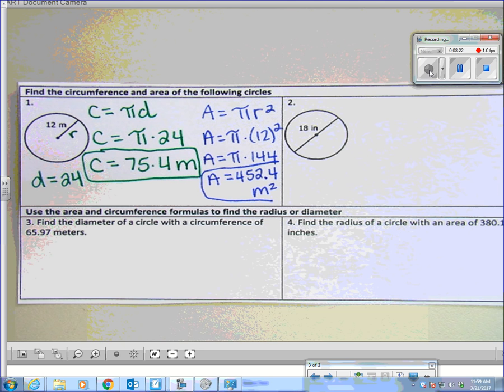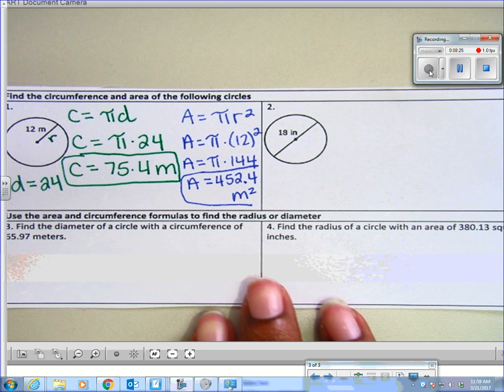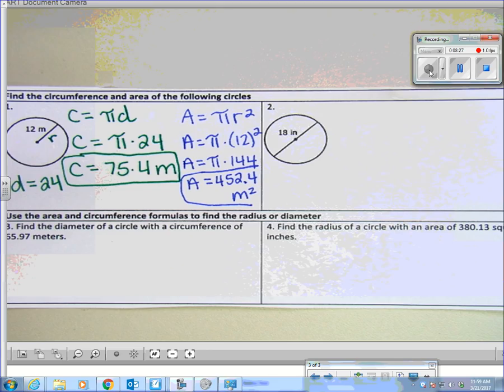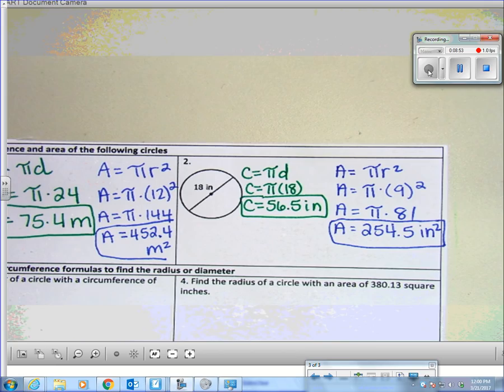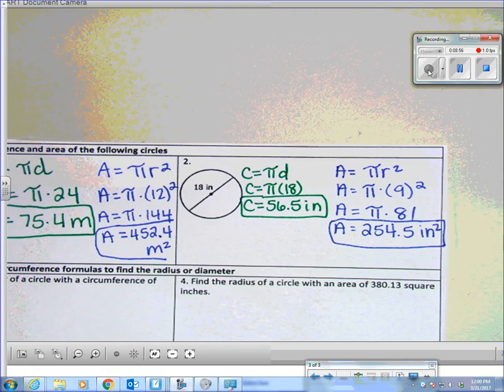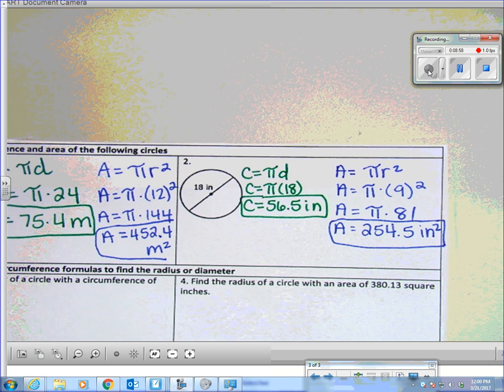All right, so you try number 2, making sure you're careful that number 2 is giving you a diameter and not a radius. So pause the video, work out number 2, and then come back to the answer. So the circumference for number 2 should be 56.5 inches, and the area is 254.5 inches squared.